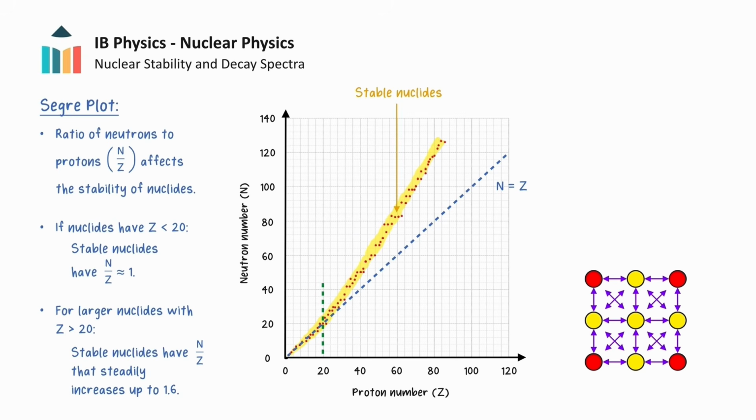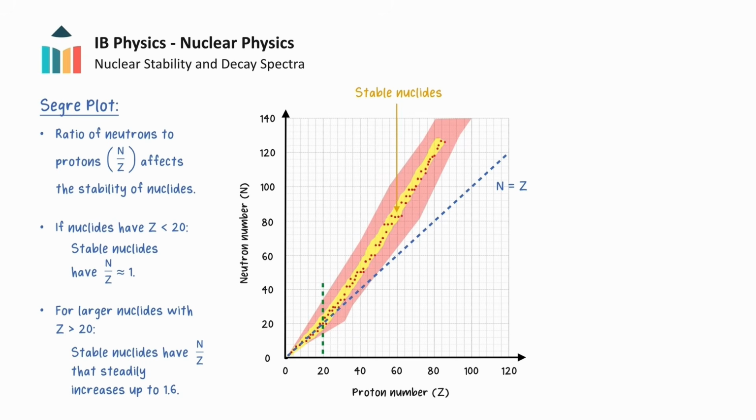The Segre plot also highlights where unstable nuclides are typically found. As we showed earlier, nuclides that have excess neutrons and too few protons will be located to the left of the zone of stability and will tend to undergo beta-negative decay. Similarly, nuclides that are lacking neutrons will fall to the right of the zone of stability and will typically undergo beta-positive decay. Furthermore, this region to the upper right end of the Segre plot, with proton numbers larger than 82, contains heavy nuclides that will tend to undergo alpha decay.